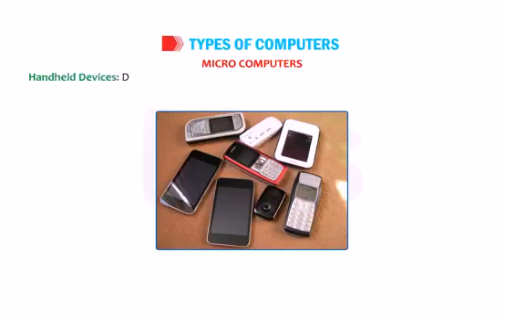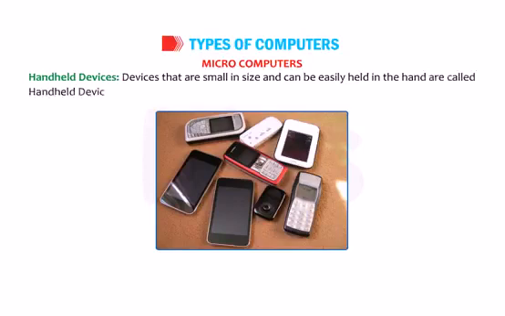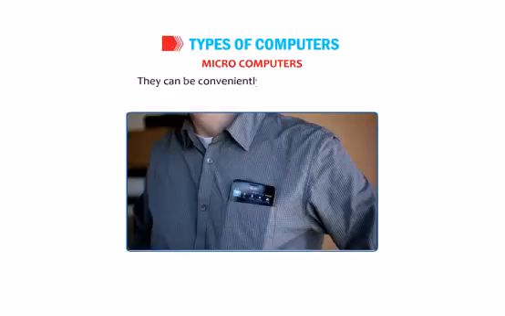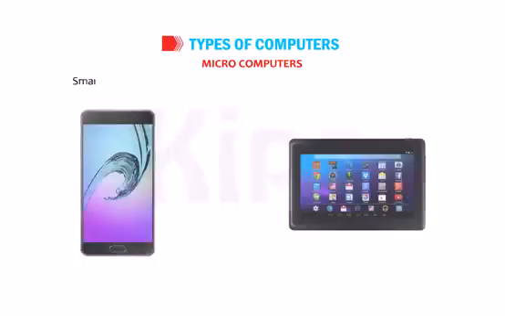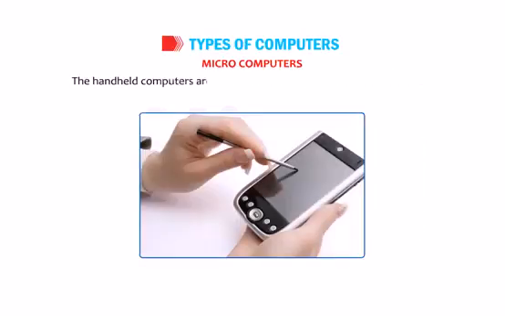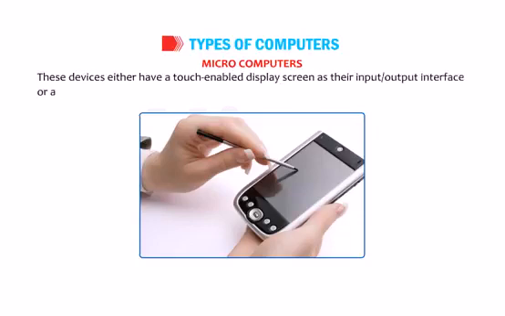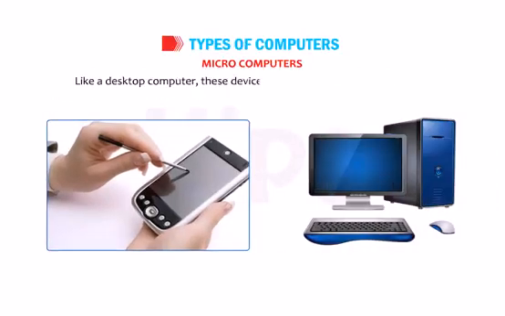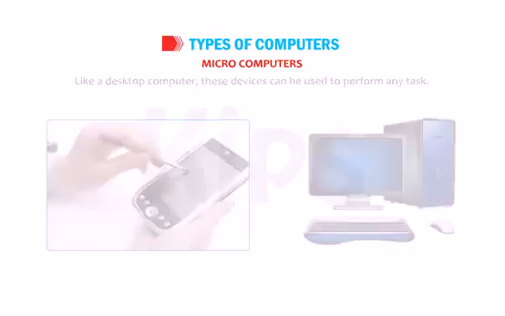Handheld devices. Devices that are small in size and can easily be held in the hand are called handheld devices. They can be conveniently carried in the pocket. Smartphones and tablet computers are a few examples of handheld devices. The handheld computers are also called personal digital assistants, PDAs. These devices either have a touch-enabled display screen as their input or output interface or a simple display unit with a keyboard. Like a desktop computer, these devices can be used to perform any task.